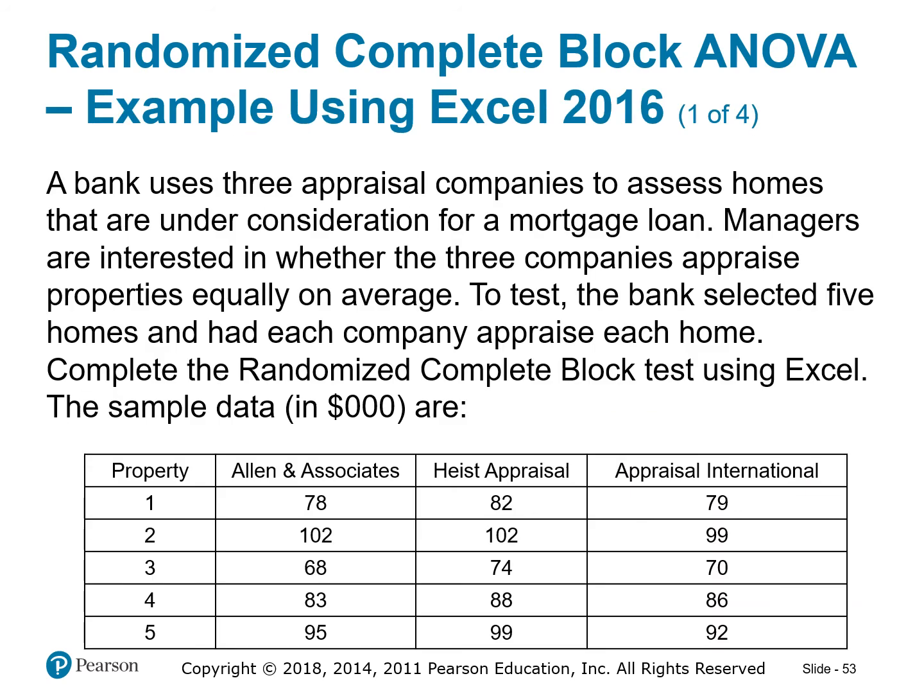All right. Let's do an example using Excel. So suppose we have a bank that has 3 appraisal companies and they are asked to appraise homes. This is something you have to do before you get a mortgage. Managers are interested in whether or not the 3 companies appraise properties equally on average. To test that, the bank selects 5 different homes from each company. Now that's a kind of small sample size. Sorry about that. And then we're going to do a blocked test on this. So in particular, you'll notice that my numbers are in thousands, just to make these easier to deal with and look at.